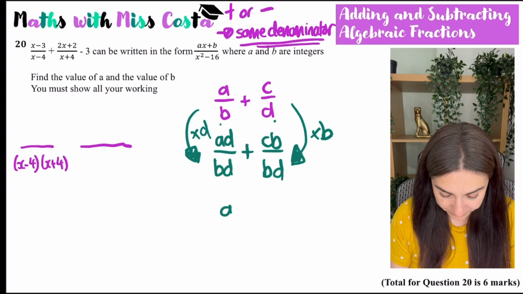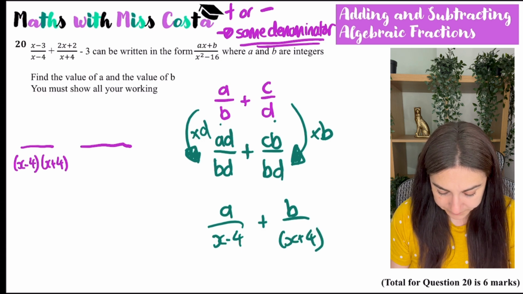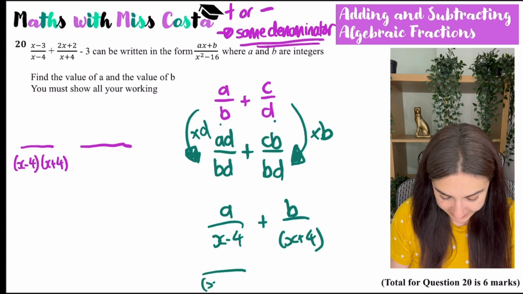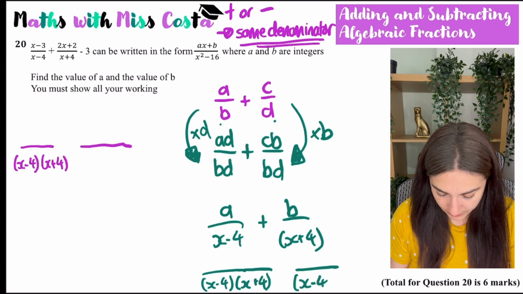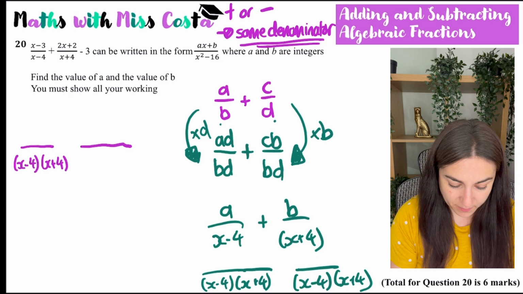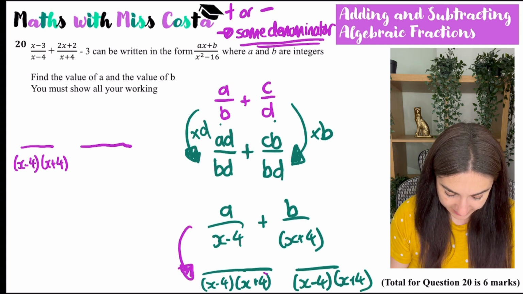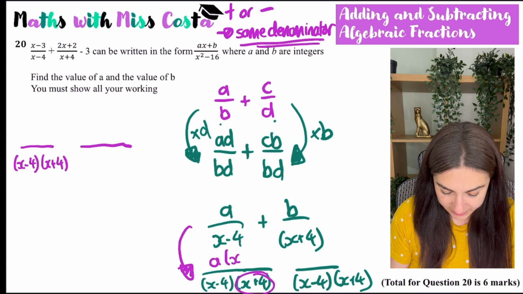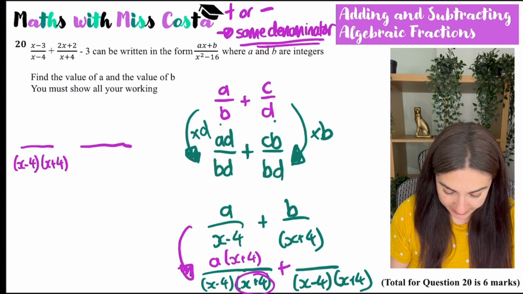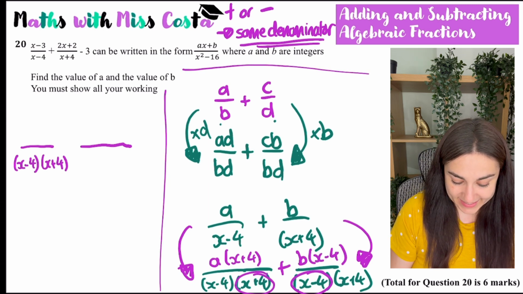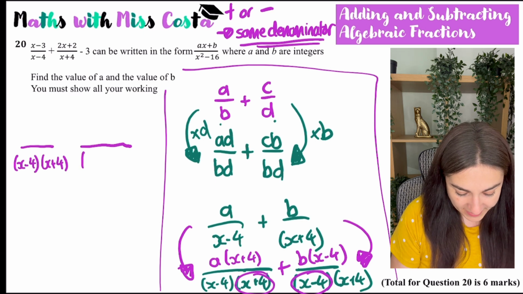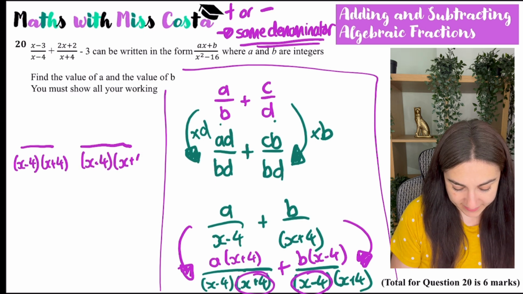So let's say it was a over x minus 4 plus b over x plus 4. What am I doing? My common denominator is going to have to be the two denominators multiplied together. And then you just think to yourself, what have I multiplied this by to get to this denominator? Well, I've multiplied by x plus 4, so I need to do the same to the numerator. And similarly here, what have I multiplied this denominator by? I've multiplied by this, so that would need to be like that. So hopefully that simplifies it a little bit, but that's why this becomes the denominator.